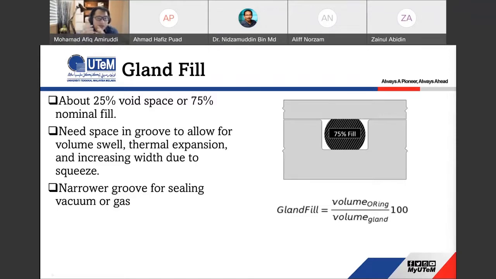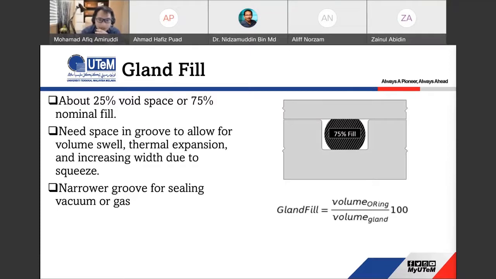So why do we need to consider the gland fill? Because we need to make sure that there is some space for the O-ring to expand due to thermal expansion. If the volume of the cross section of the O-ring swells, or if we squeeze the O-ring, we need to make sure that there is some space for the O-ring to expand. Otherwise, if there is no space for the O-ring to fill, it will easily extrude into the gap.